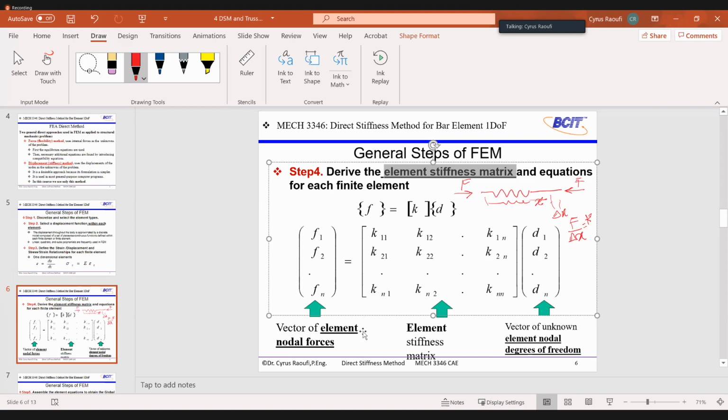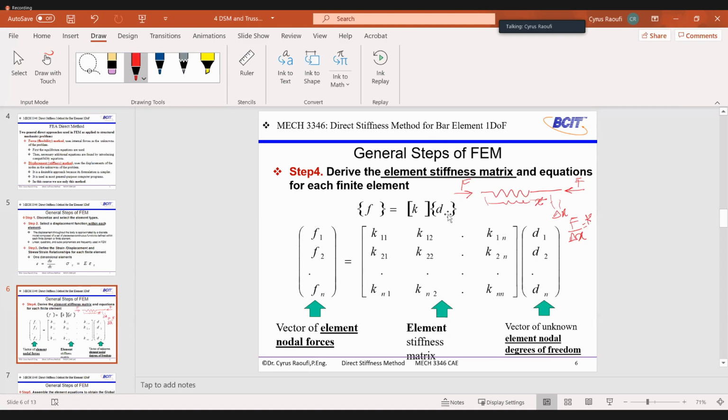This is the force displacement equation, but we are going to write down this one at element level. Then the first vector is called element nodal forces. All the forces are going to apply to those nodes. This is one node, this is another node for a one directional spring. Then that represents your nodal forces.